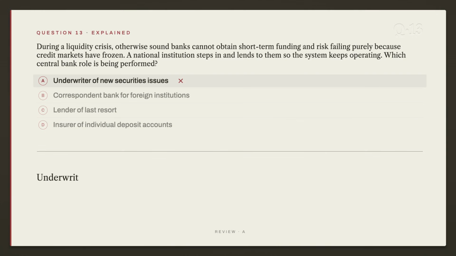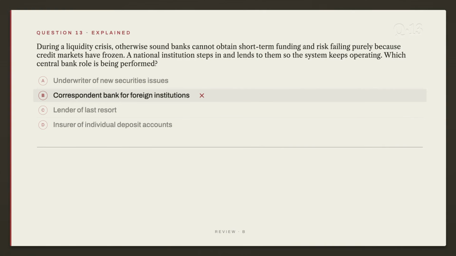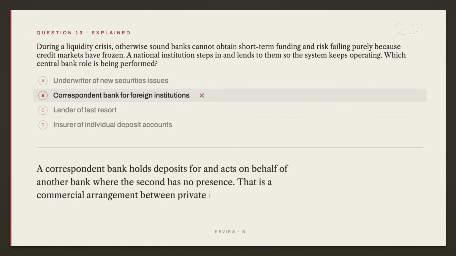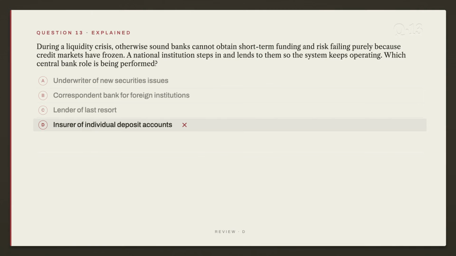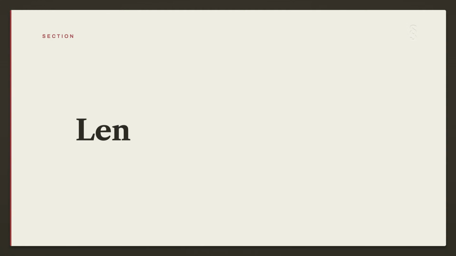A is wrong because underwriting new securities issues is investment banking work performed for corporate and government issuers. Central banks do not price and resell corporate securities. B is wrong because a correspondent bank holds deposits for and acts on behalf of another bank where the second has no presence. That is a commercial arrangement between private institutions, not a crisis backstop. D is wrong because deposit insurance protects individual depositors up to a set limit, and in the United States is administered by the FDIC. It reassures depositors rather than lending to banks.